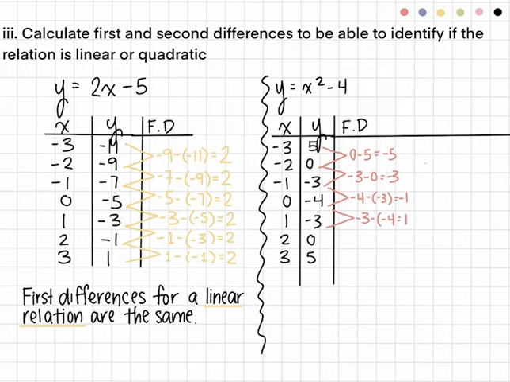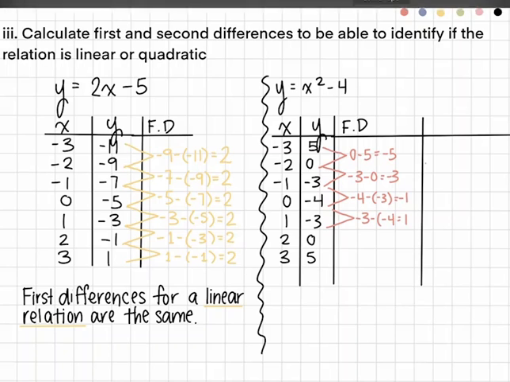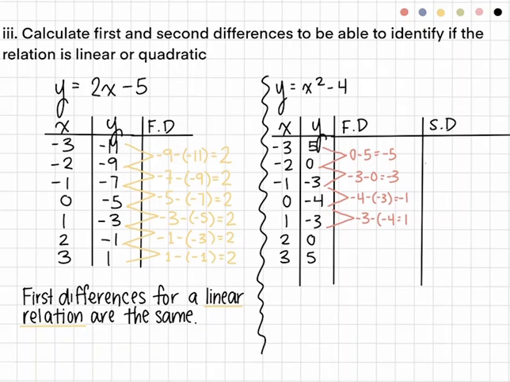You can already see, though, that our first differences are not the same. There is a pattern, though. The difference between all our first differences is 2. I don't know if you caught on to that. So when we see that the first differences aren't the same, what we can do is something called second differences. So we're going to use these same values and calculate the second differences.